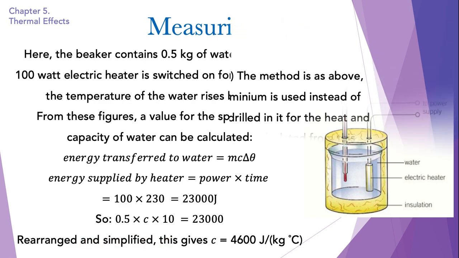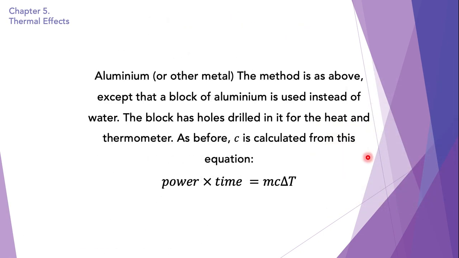To find the specific heat capacity of aluminium or any other metal rather than a liquid, the method would be the same, except that a block of aluminium is used instead of water. The block has holes drilled in it for the heater and thermometer. As before, c is calculated from this equation: power times time is equal to mc delta temperature.